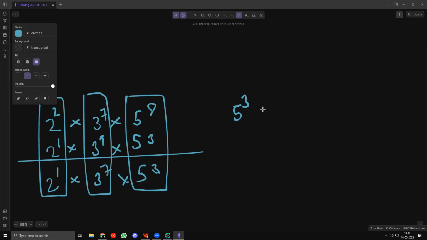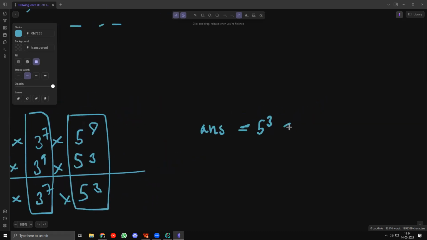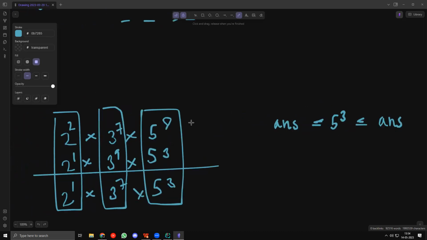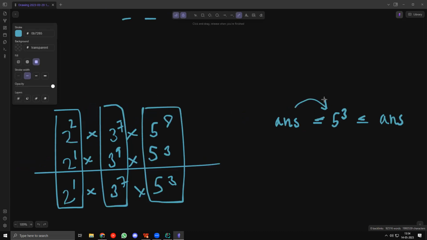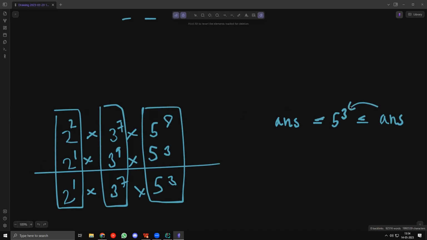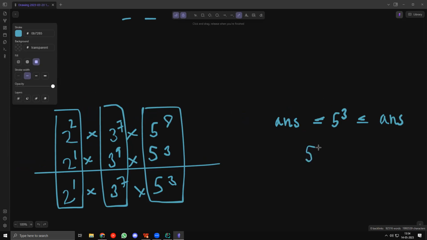So the answer is less than or equal to 5 to the power of 3, clearly, right? And 5 to the power of 3 is also less than or equal to the answer, right? Because in the first case, if I go less than 5 to the power of 3, I can go to 5 to the power of 3, right? So if I take something less than 5 to the power of 3, I can just go to 5 to the power of 3 again. So clearly 5 to the power of 3 has to be at least the answer.